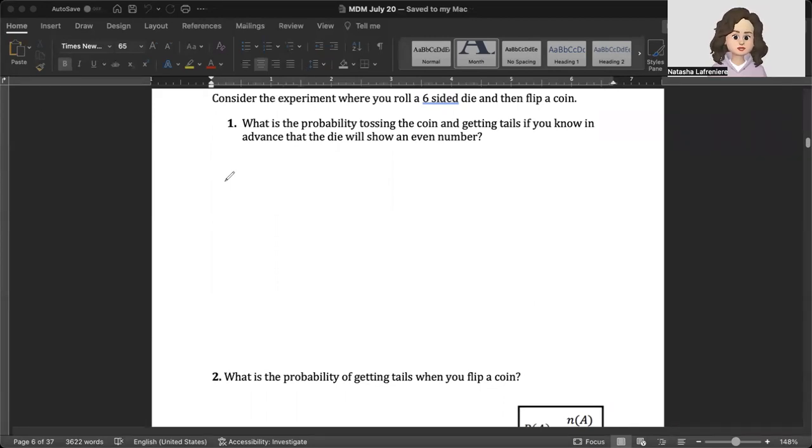Okay, so we've got P of tails given even, which is what we are looking for. So tails and an even number is equal to the number of tails that are even over the number of evens. We know that we have 3 that are tails and even, and 6 of them will be even, and so that can be reduced to 1/2.